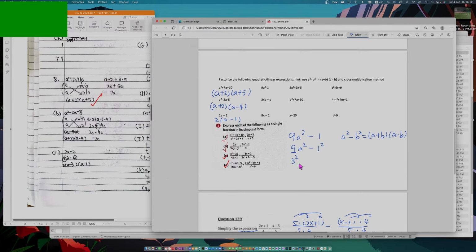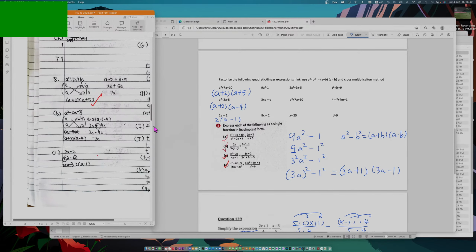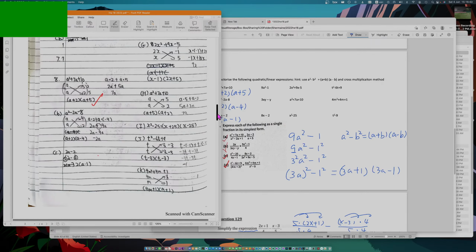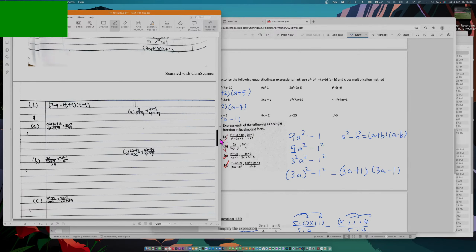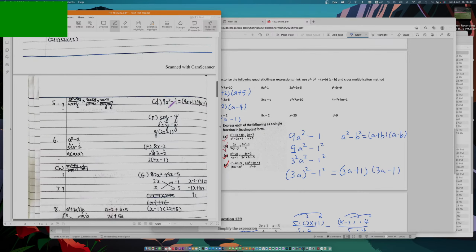3. 9 is 3 square, right? Then now you can do already. So this is 3a squared minus 1 squared. Then you can use 3a plus 1, 3a minus 1. Why you cannot use 9a straight away? Because if you want to straight away use 9a, like just now, right? Your answer, let me see. What's your answer? This one. So when you write this one, right? 9a plus 1, 9a minus 1.